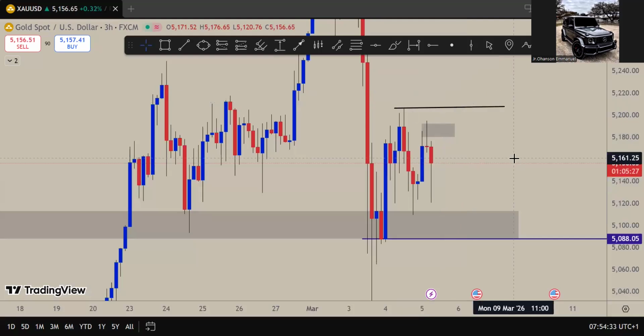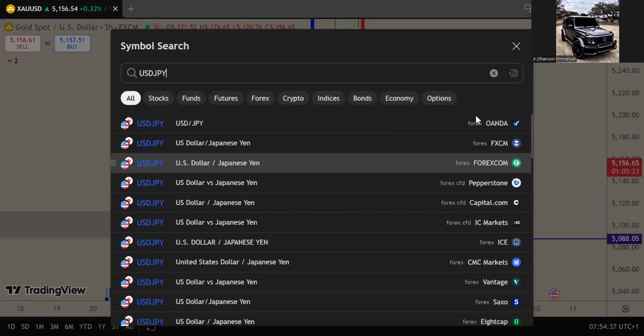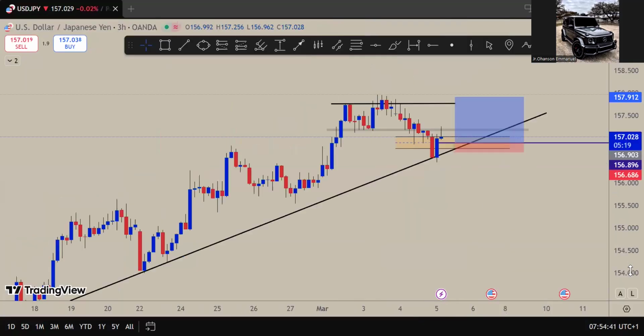But for the USDJPY, I'm already set. I have my buy limits, everything set on USDJPY. So I'm just waiting for it to come to my entry.